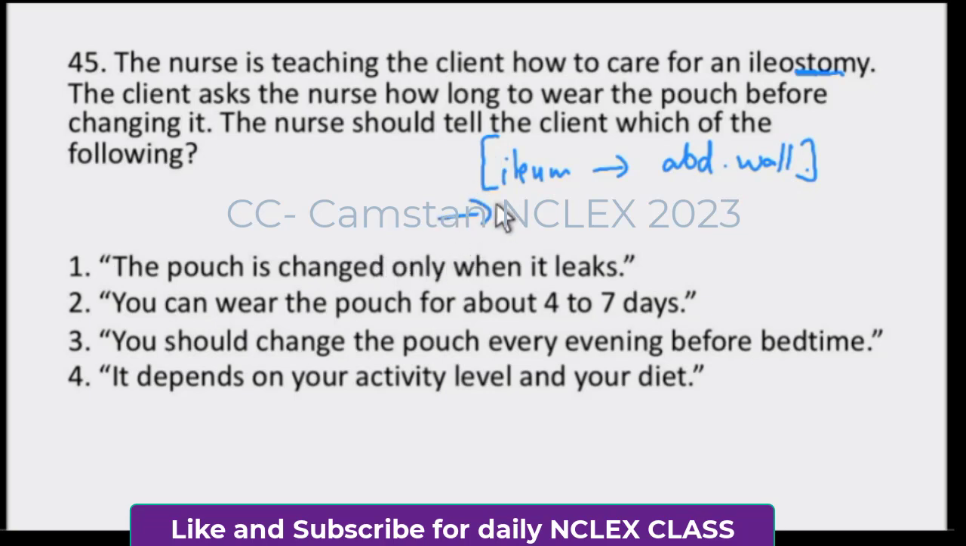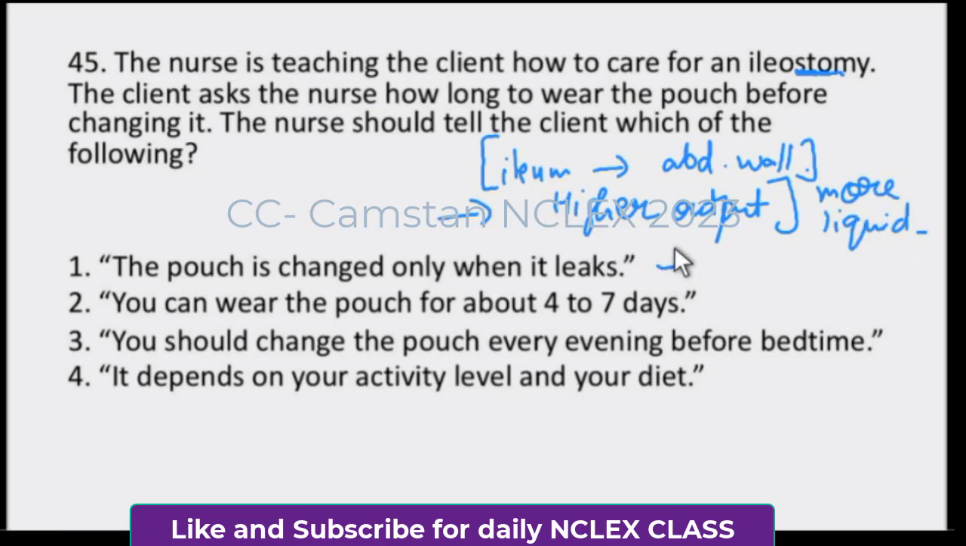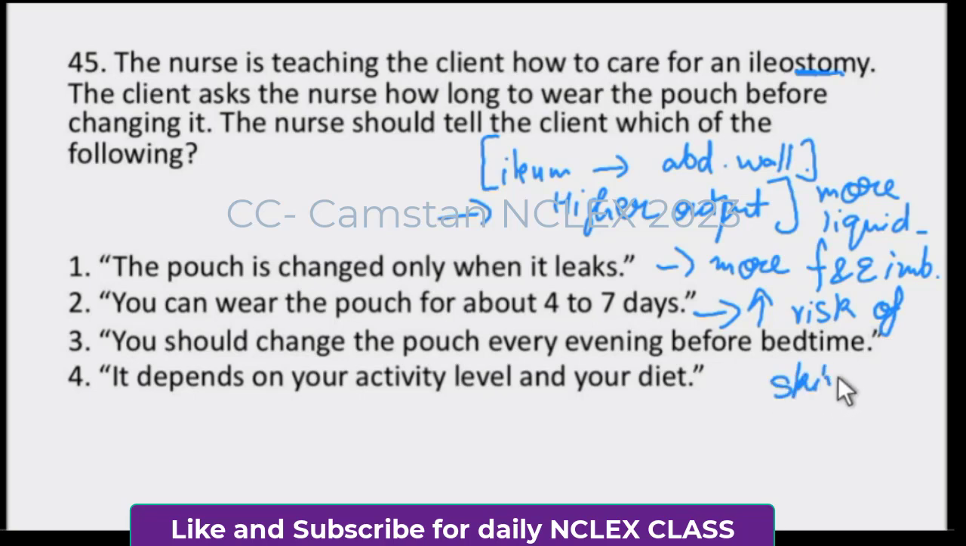And the key features of an ileostomy are it has a higher output, and the output is more liquid in nature, and as it is higher output, there are more chances of fluid and electrolyte imbalance, right? Due to higher output, there is increased risk of skin excoriation, right? So these are the features of an ileostomy, that is higher output, more liquid in nature, more fluid and electrolyte imbalance, increased risk of skin excoriation, right?